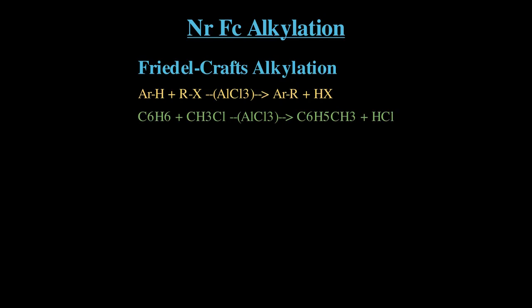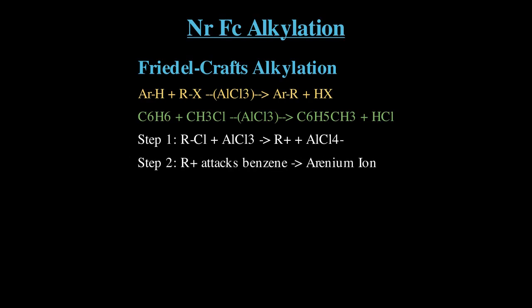Let's see a specific example. Benzene plus methyl chloride, CH3Cl, with our AlCl3 catalyst, produces toluene plus HCl. So, how does this magic happen? It's a three-step mechanism. Step 1, the catalyst, AlCl3, plucks the chloride from CH3Cl to generate a methyl carbocation, which is our electrophile, R+. Step 2, the carbocation, hungry for electrons, attacks the benzene pi cloud.